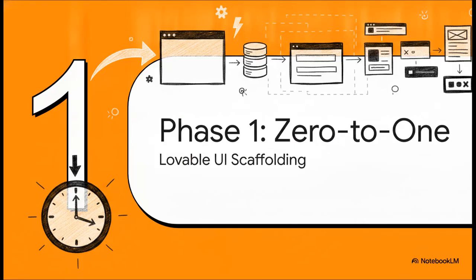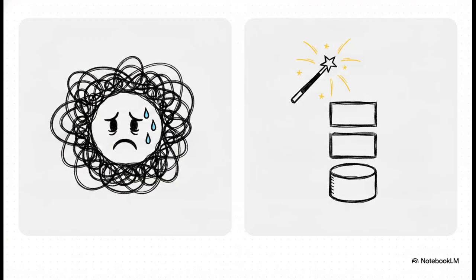All right, Phase 1, 0-to-1. Database and UI scaffolding with Lovable. The digital timer starts ticking right here. We're officially transitioning into the foundational phase of our build, moving from a totally blank canvas to a working application structure in literally seconds. And man, the sheer contrast in developer experience here is staggering.